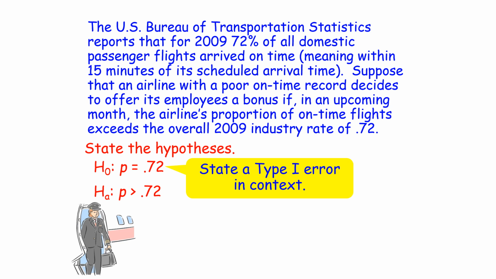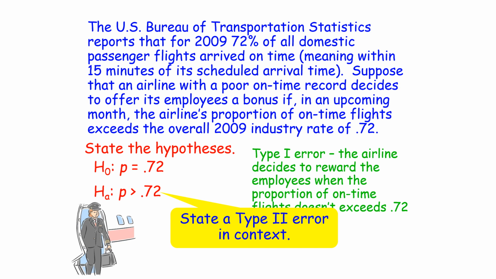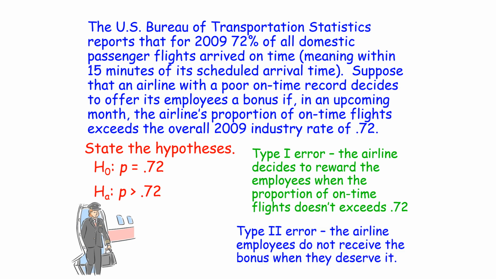So now we're going to state a type 1 error in the context of this problem. A type 1 error would be that the airline decides to reward the employees when the proportion of on-time flights doesn't exceed 0.72. A type 2 error in this context would be that the airline employees don't receive the bonus when they deserve it.